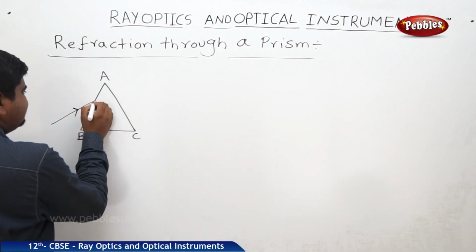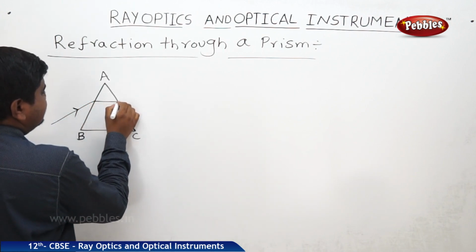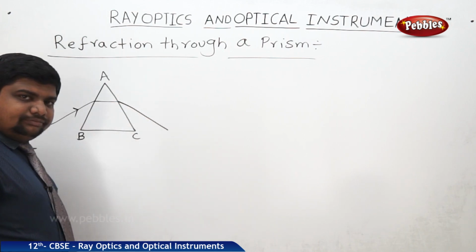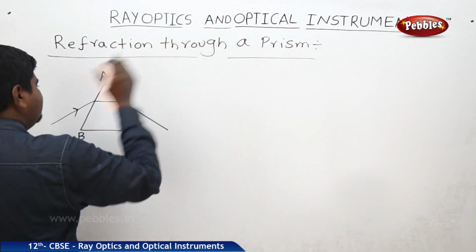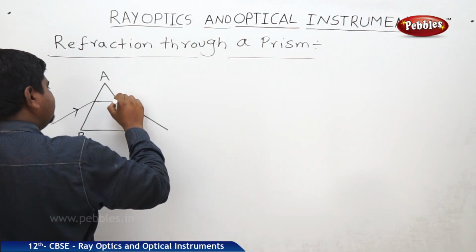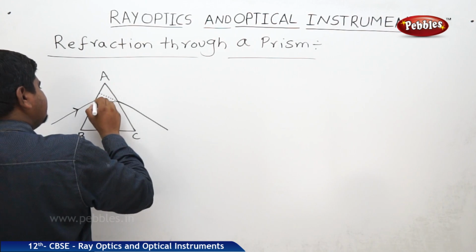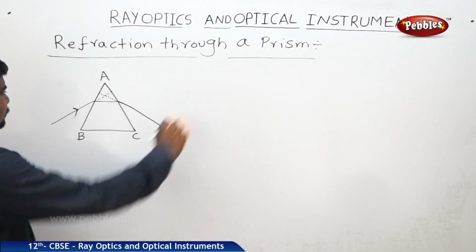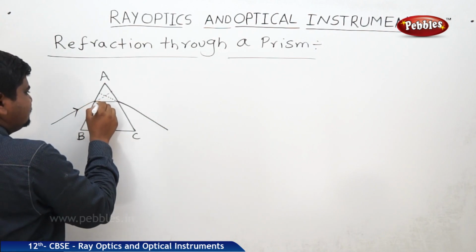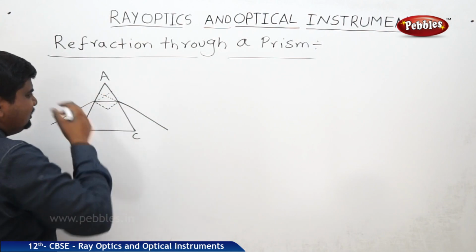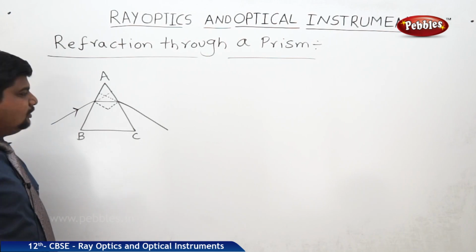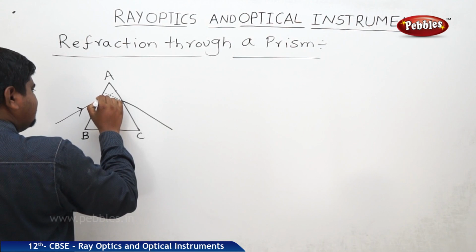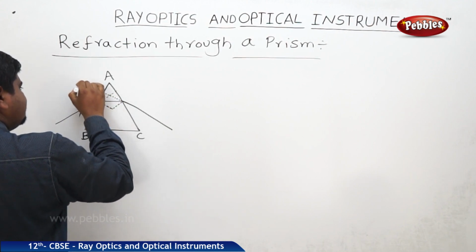It goes through refraction like this, and again from here it emerges. In this case we will try to draw the normals. What is the need of these normals? We will try to find out. For this purpose, we should draw the normals, and I am extending this line like this, and this line is also like this.